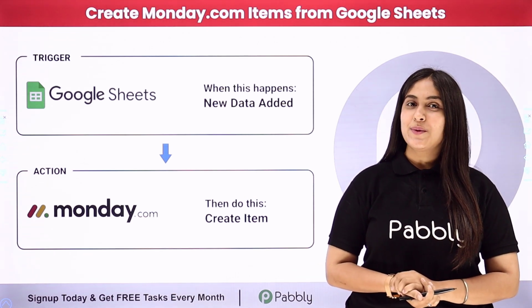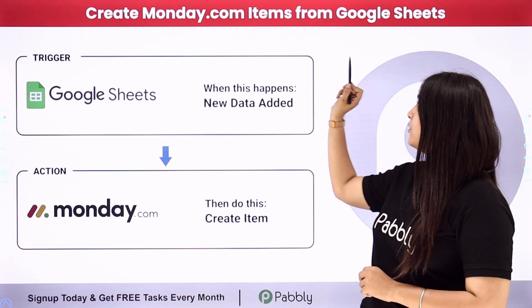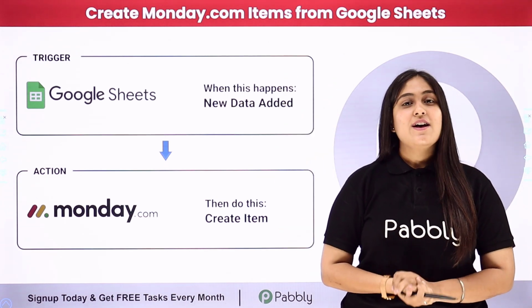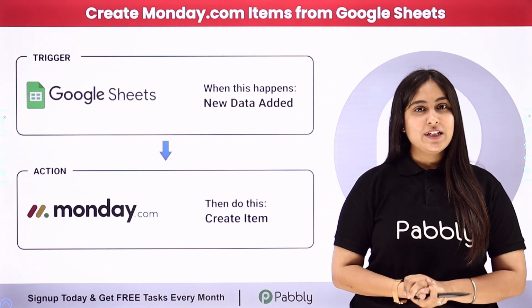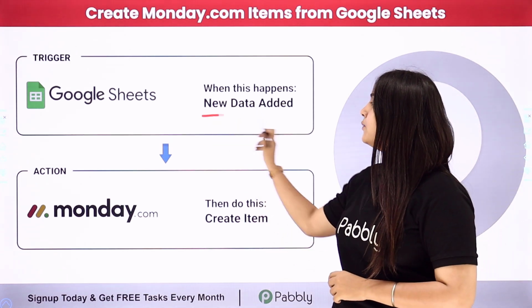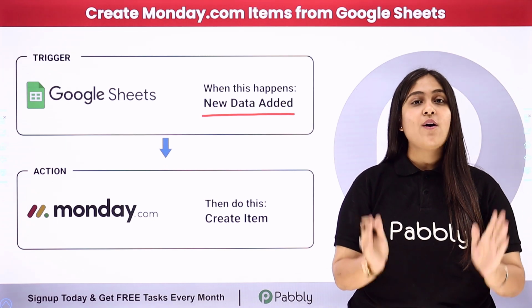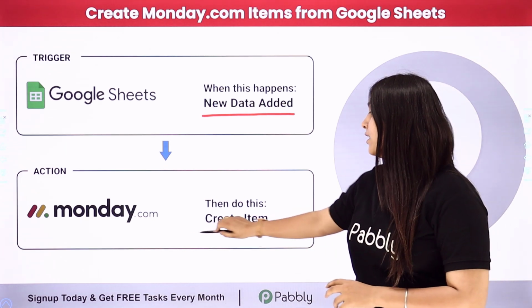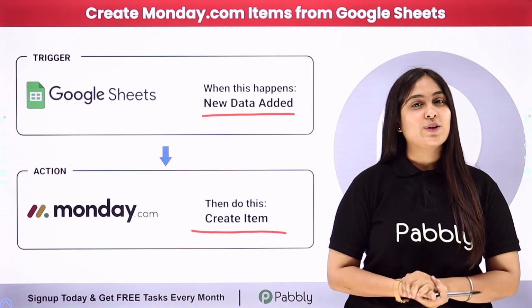So in this video we are going to learn how to create monday.com items from Google Sheets. So here I've created a spreadsheet in Google Sheets where I'm adding some new data. In this case, I want that whenever new data is added in my Google Sheets, automatically using that detail, a new item should be created in my monday.com account.